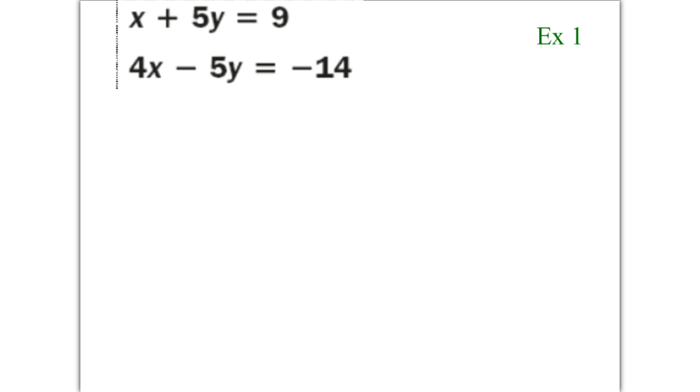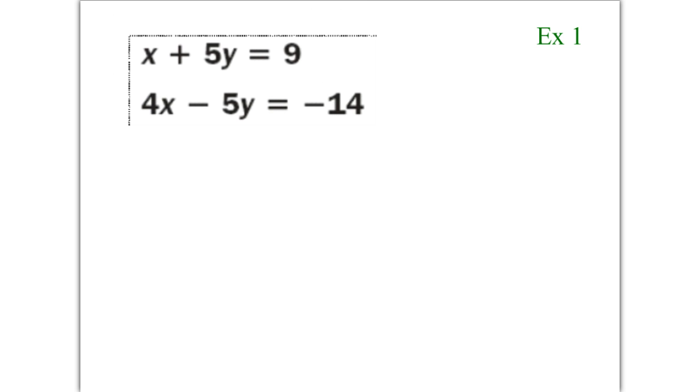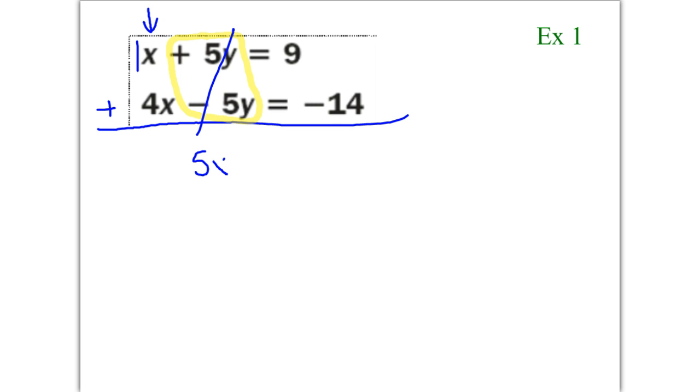So the first example here, just taking a look at this system, what we notice is that the x's are all lined up, the y's are lined up, the equal signs are. And when we add these equations together in columns, we're going to add the x terms first, we'll notice that the y terms are going to cancel out because we have a positive 5y and a negative 5y. So those cancel out, and we're left with 1x plus 4x in that column is 5x. And in the next column, 9 plus -14 is -5.